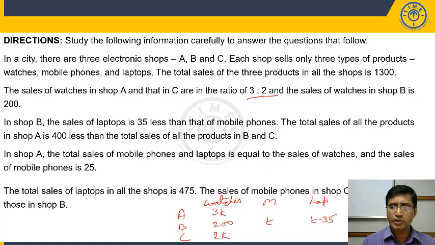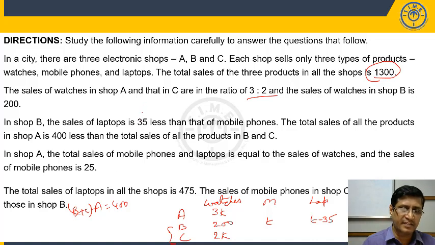Then what is the next one? The total sales of all the products in shop A is 400 less than the sales of all the products of B and C. So if you observe, A is 400 less than that of B and C. The difference between B and C and A is 400, whereas the total number of products is 1300. That is A plus B plus C.